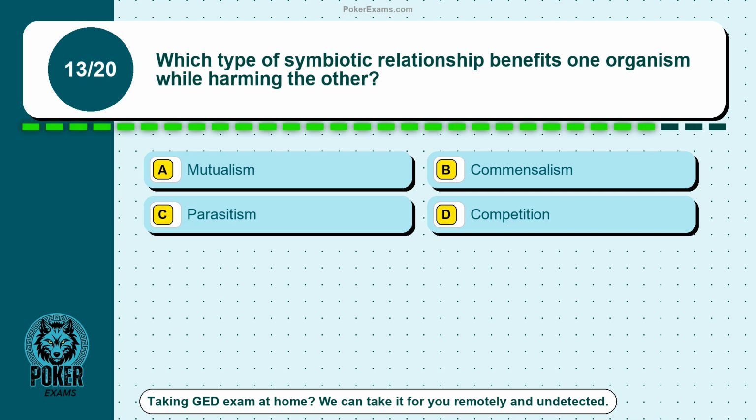Question 13. Which type of symbiotic relationship benefits one organism while harming the other? Option A, mutualism. Option B, commensalism. Option C, parasitism. Option D, competition.